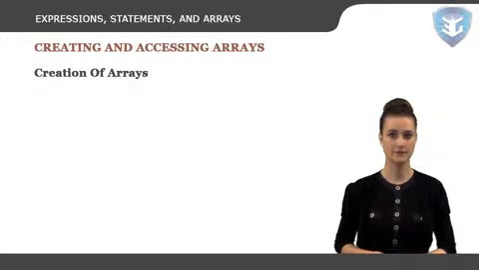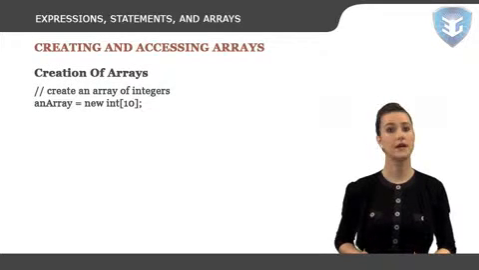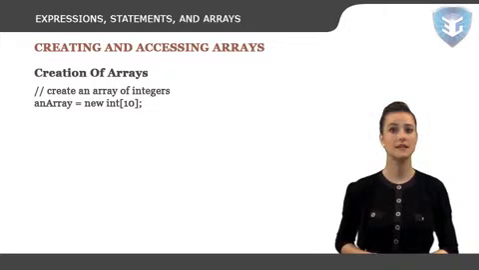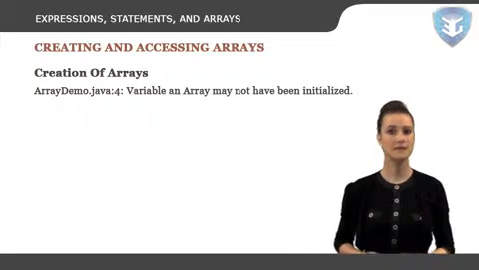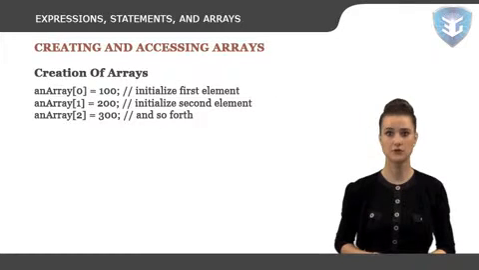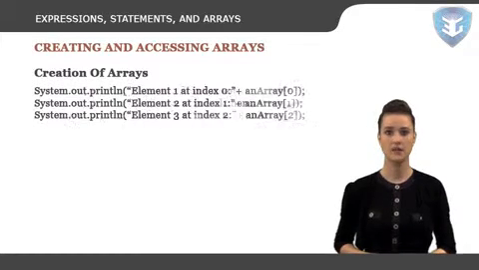Creation of arrays. One way to create an array is with the new operator. The statement as seen here allocates an array with enough memory for 10 integer elements and assigns the array to an array variable. If this statement is missing, then the compiler prints an error like the one shown on the screen, and compilation fails. These few lines assign values to each element of the array. Each array element is accessed by its numerical index as shown on the screen.